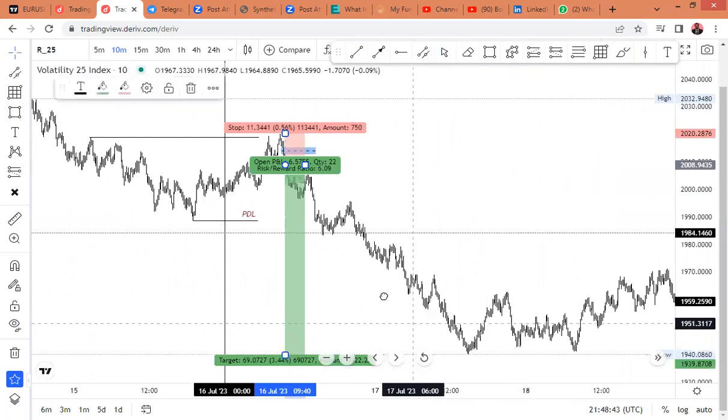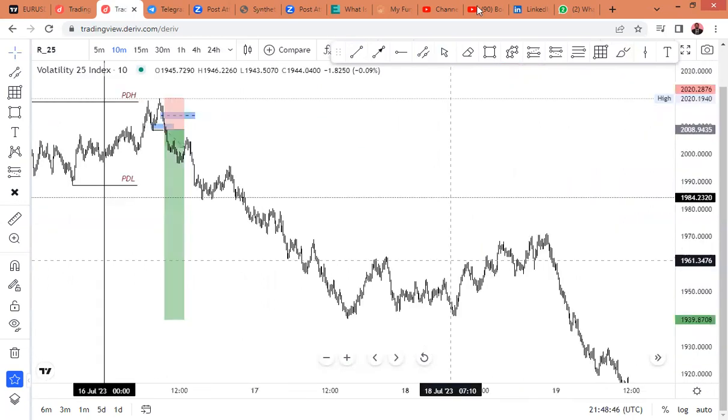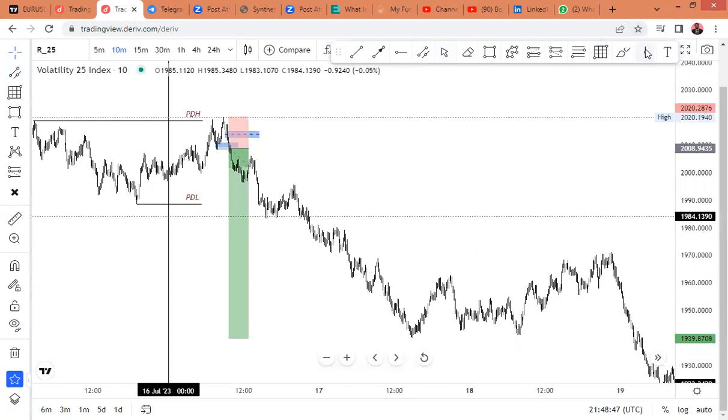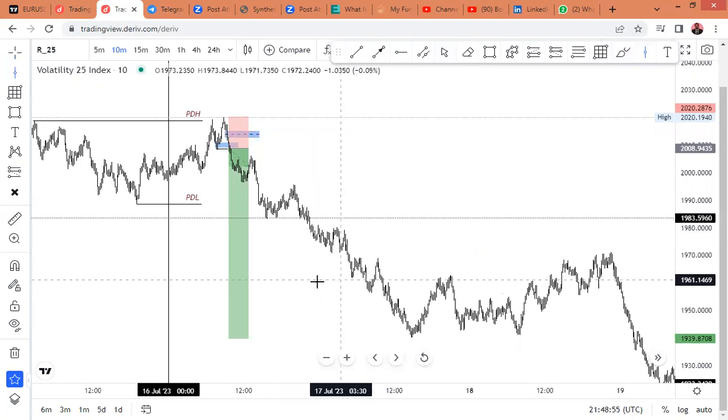Price gave a 1 to 6. But price got pulled down. Let me put a stop loss on. This is 16, 16, this is 17, 17.